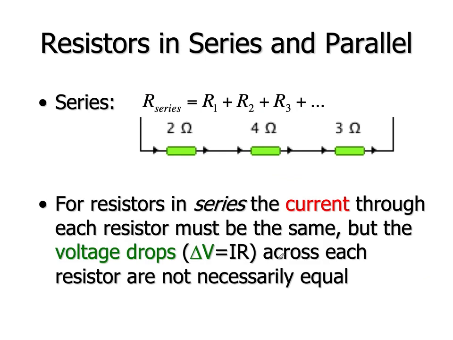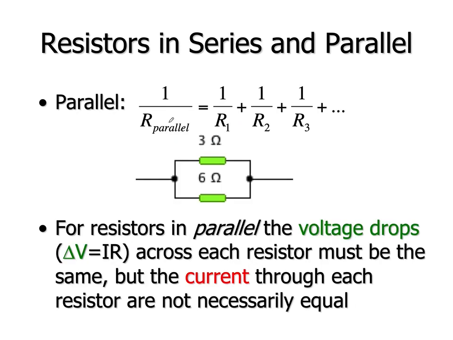For resistors in series, the current through each resistor has to be the same. The current going through this one has to be the current going through this one, has to be the current going through this one. But the voltage drops, which is equal to I times R, can be different. Why? Even though all these currents are the same, these are all I's, depending on the resistances, the voltage drops can change.